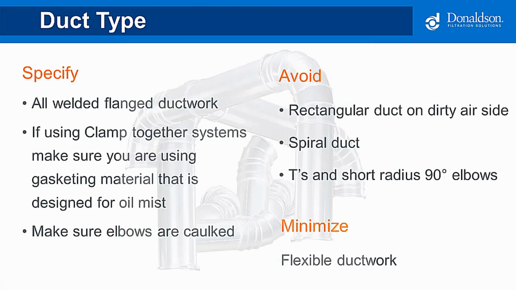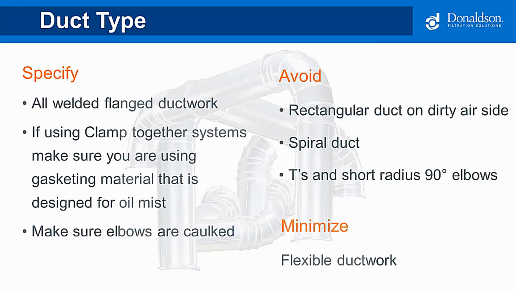So let's talk about the types of ductwork we want to use. In mist collection applications, we want to use all welded flange ductwork typically, and we want to make sure that there's gasketing material that's resistant to oils in between those flanges. If you're using those clamped together type duct systems, most of those manufacturers do have gasketing material that's designed for oil mist, so you want to make sure that you incorporate that instead of using the standard clamps that they offer. You want to make sure all your elbows are caulked, otherwise you will leak at your elbows.